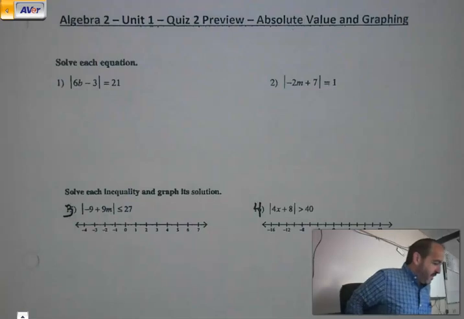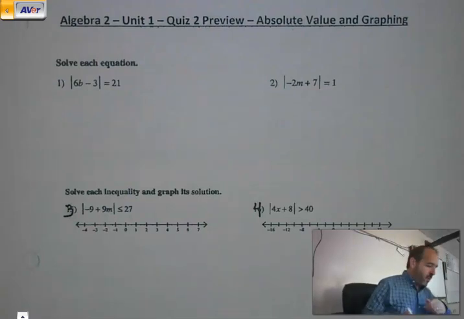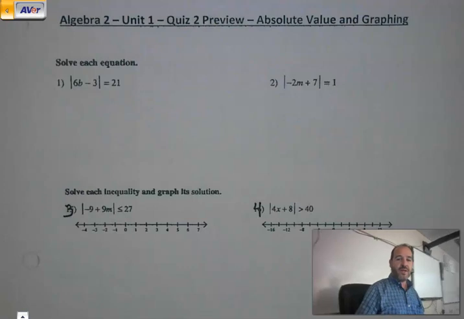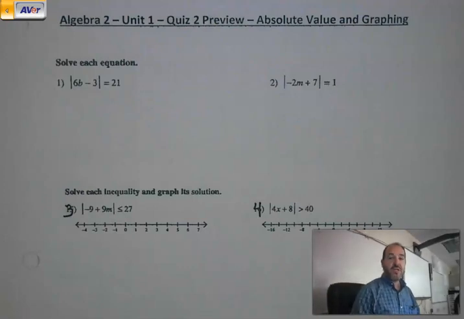We are going to deal with this Quiz 2 preview here in Unit 1, some absolute value and some graphing. Let's get down to business. First things first, when you're looking at this first one here, actually the first 5, this entire page, when you're dealing with absolute value, you have to have 2 equations, 2 inequalities. Otherwise, you only have half the work.